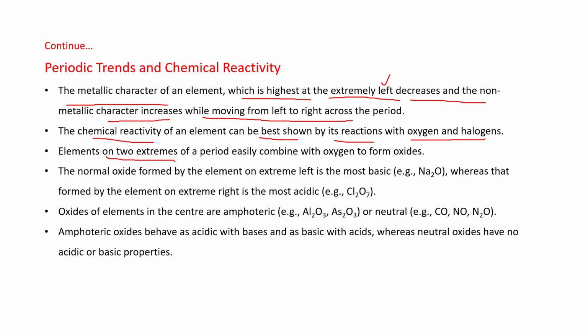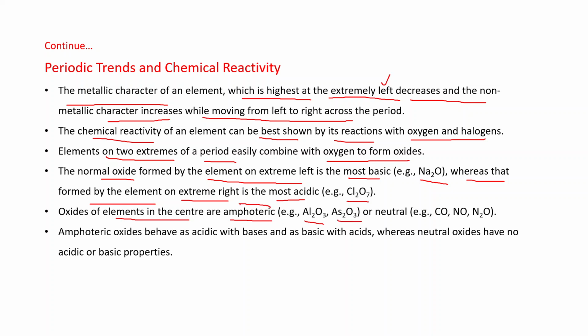Elements on two extremes of a period easily combine with oxygen to form oxides. The normal oxide formed by the element on the extreme left is most basic, for example, sodium oxide Na2O. Whereas that formed by the element on the extreme right is the most acidic, like Cl2O7. Oxides of elements in the center are amphoteric, like Al2O3, As2O3.